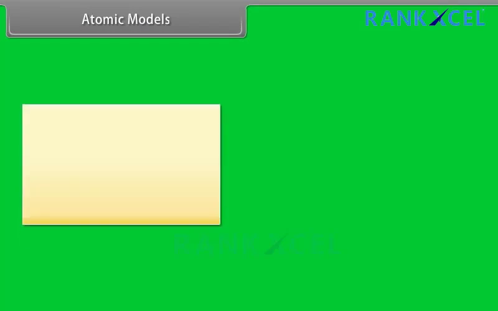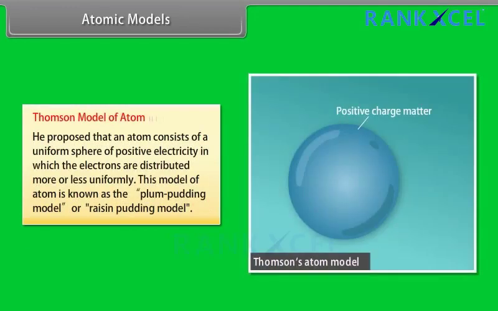Atomic models. Thomson model of atom. He proposed that an atom consists of a uniform sphere of positive electricity in which the electrons are distributed more or less uniformly. This model of atom is known as the plum pudding model or raisin pudding model. Rutherford's nuclear model of atom.